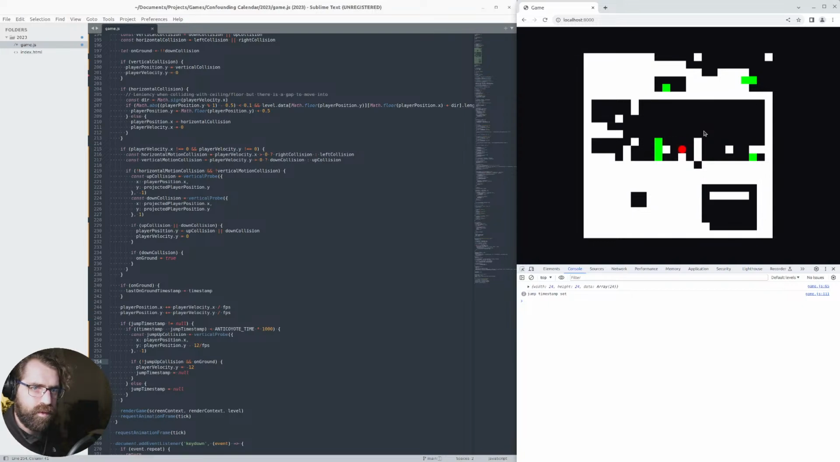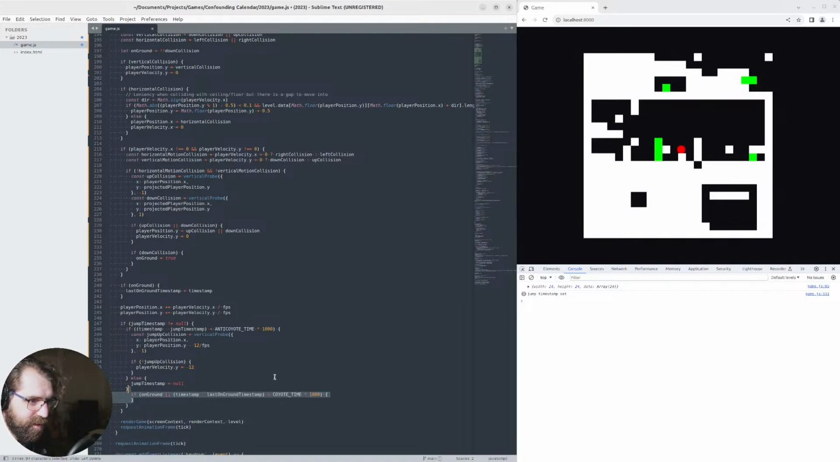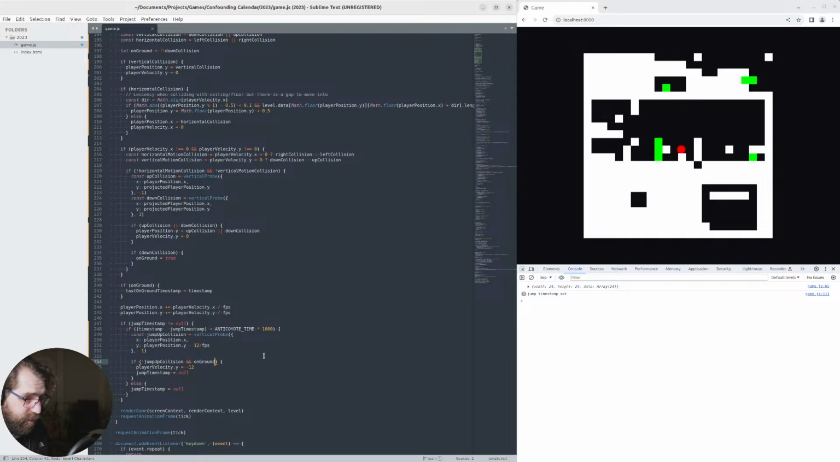Oh, I've lost my normal coyote time. Whoops! I just deleted it, didn't I? It was here. I thought this was the same code, but it's not. Okay, go back to there. So the normal: it's on ground or in coyote time. I need an extra bracket there. Yes. Cool, I've got my coyote time back.